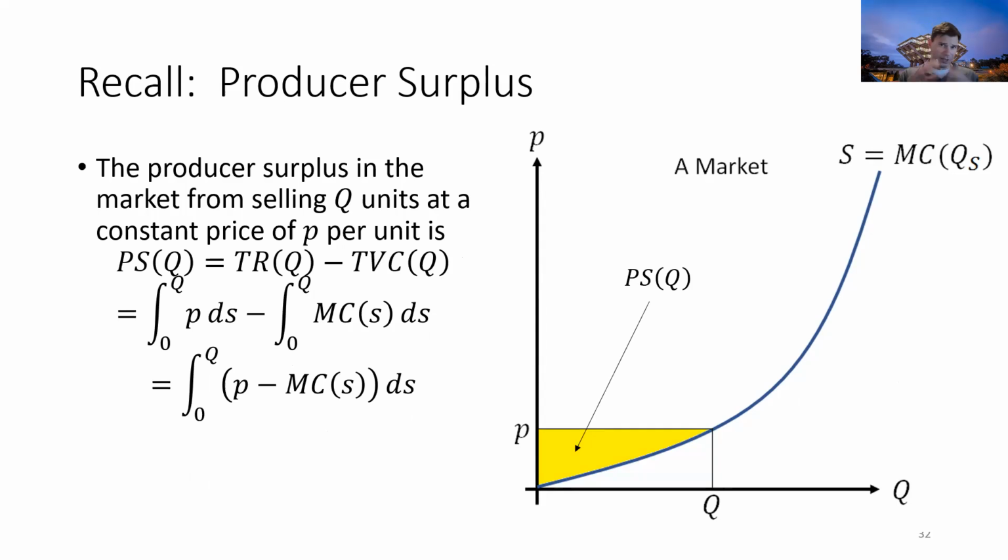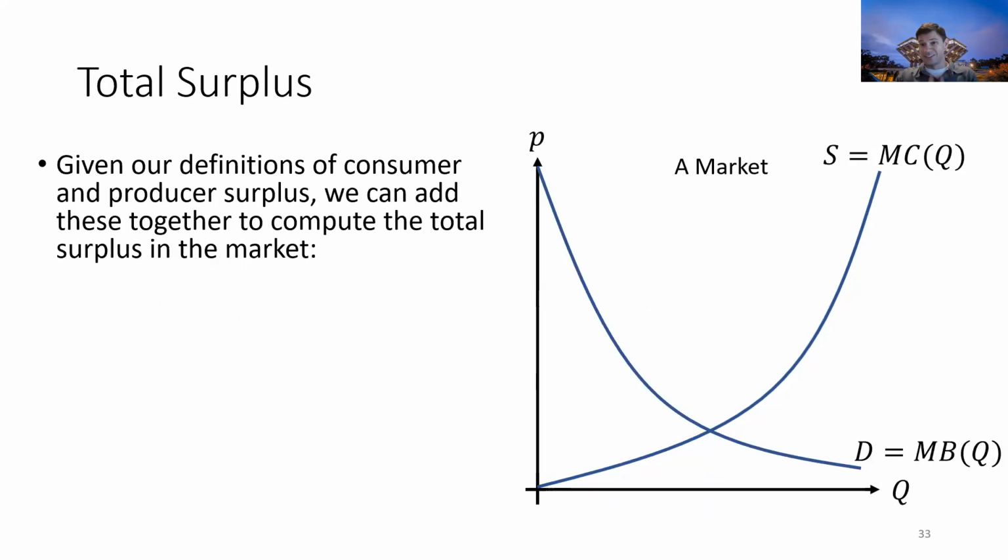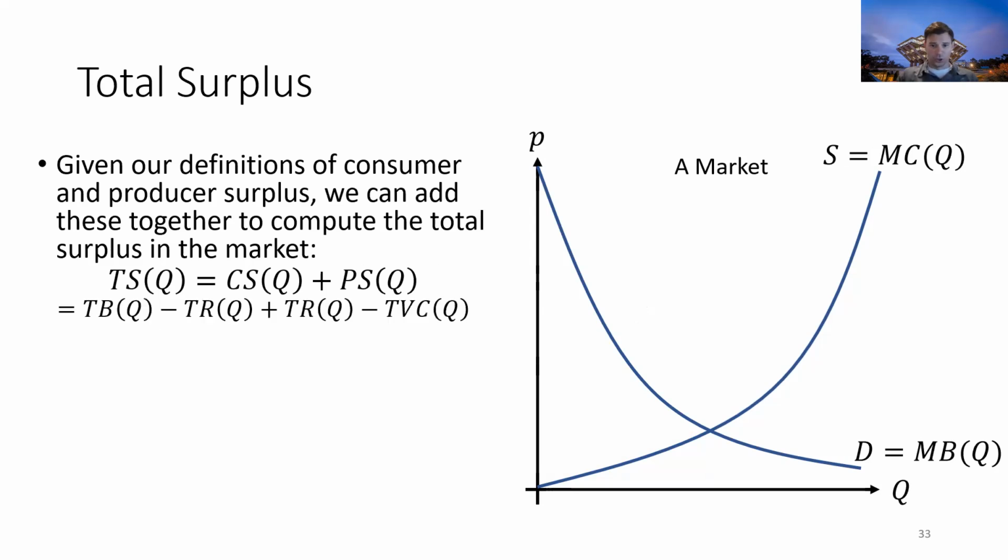So producer surplus is the seller's piece of the pie. Consumer surplus is the buyer's piece of the pie. If there's no government taking a piece, right, through either taxation or maybe subsidization, then the way we calculate the total surplus in the absence of any other government intervention is just by adding up the consumer surplus and the producer surplus.